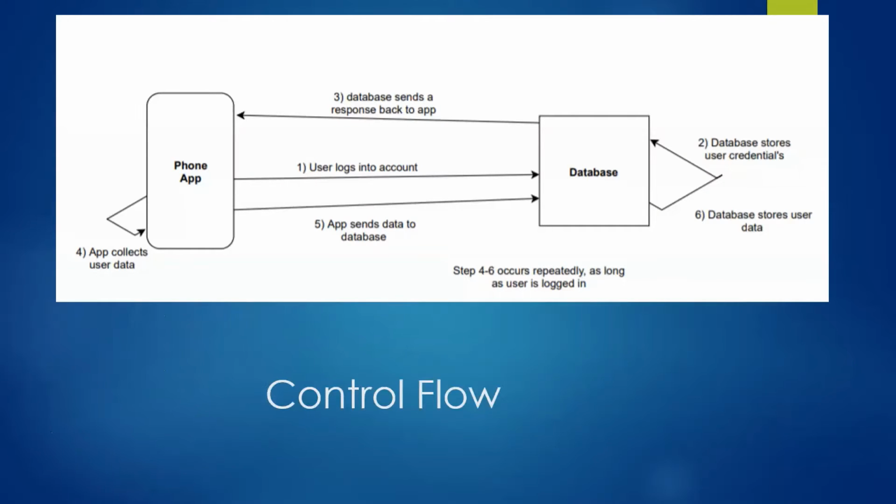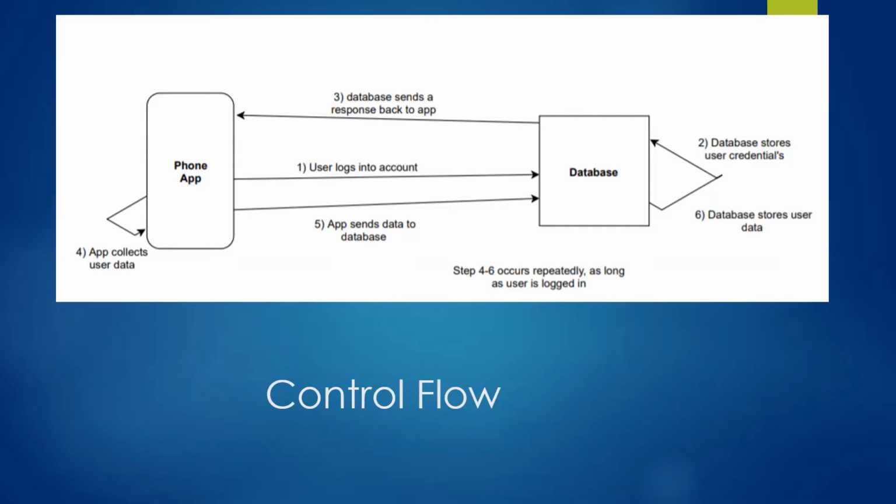To give a better understanding of my app, the control flow diagram represents the control flow of my project. First, the user logs into their account, or registers if they do not have an account, on the activity tracking app on their device. Then the app sends a response to the activity tracking database. During step 2, since the database stores the user's credentials, it retrieves that specific user's data, and step 3 is the database sending back a response to the app.